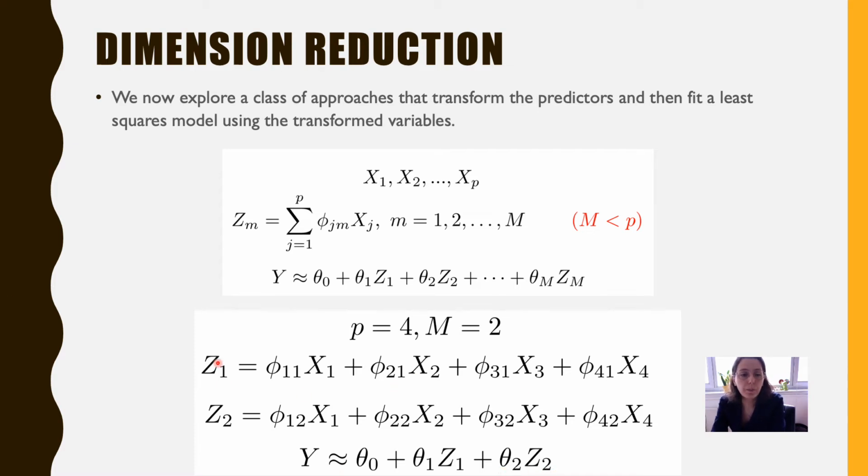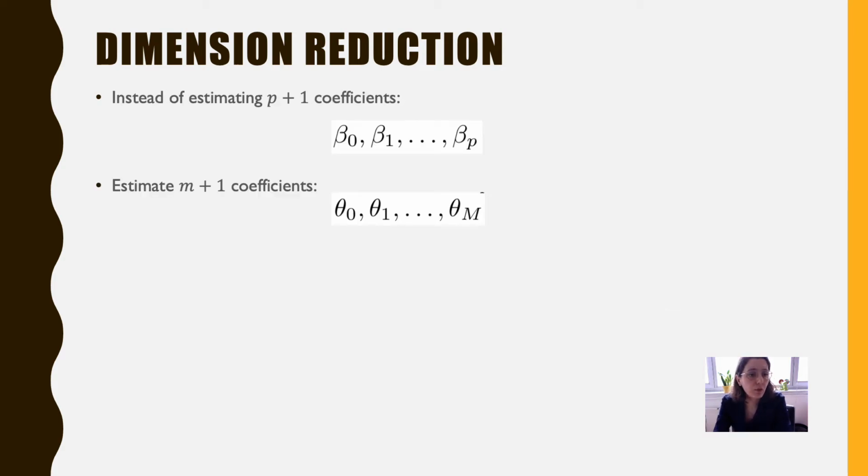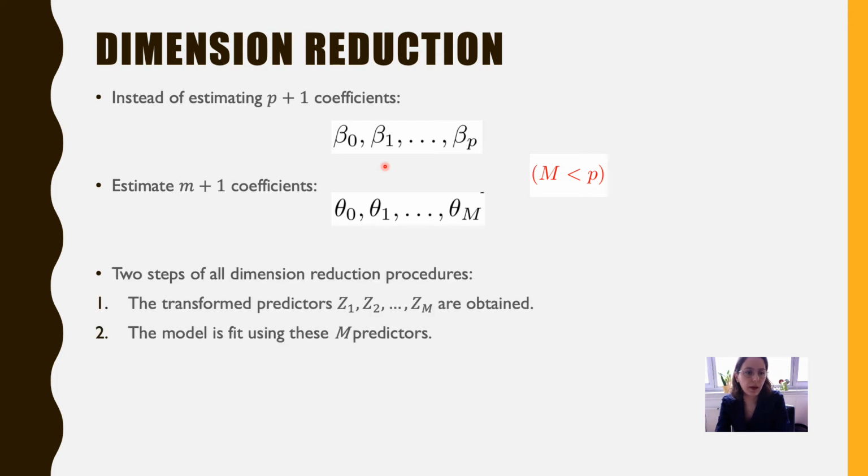Okay, so please keep in mind that we are not selecting variables here. It is not like subset selection or regularization methods. We are just transforming them, and that means we are still using all our variables or predictors in dimension reduction methods. So instead of estimating p plus 1 coefficients, which are beta 0, beta 1 to beta p, we are trying to estimate m plus 1 coefficients. These are a smaller number. We have fewer of them.